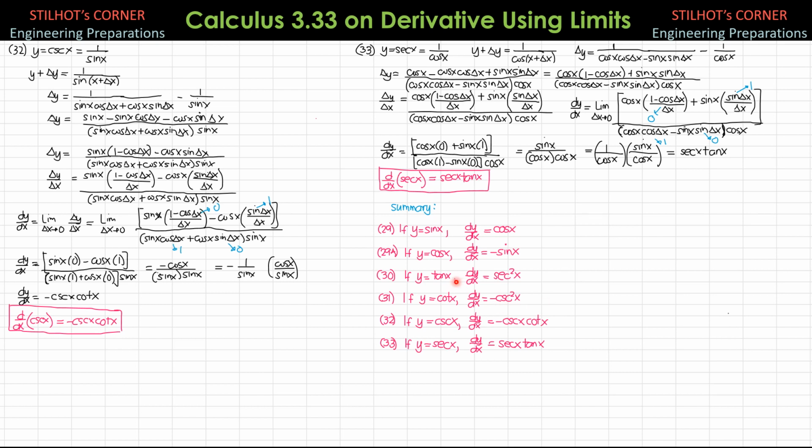The derivative of tangent x is secant square x, positive. The derivative of cosecant x is negative cosecant x cotangent x. And finally, the derivative of secant x is secant x tangent x. So that's it for this video because it is now lengthy.